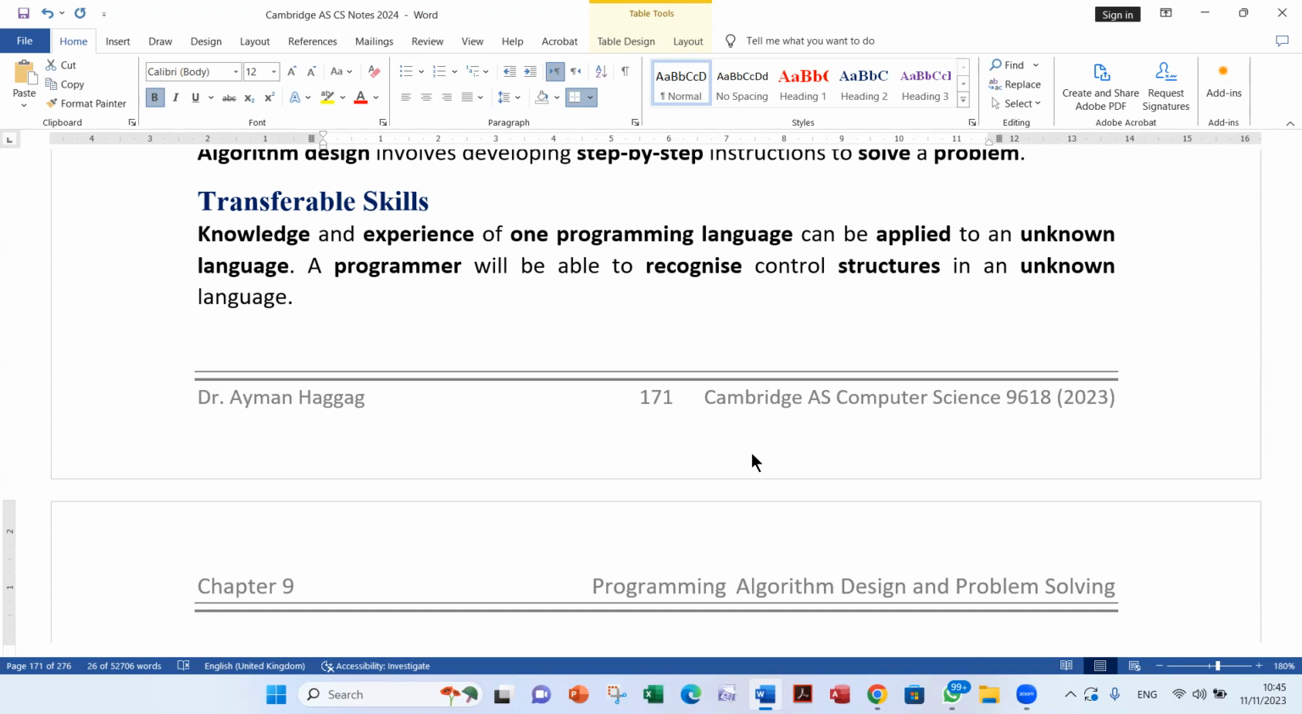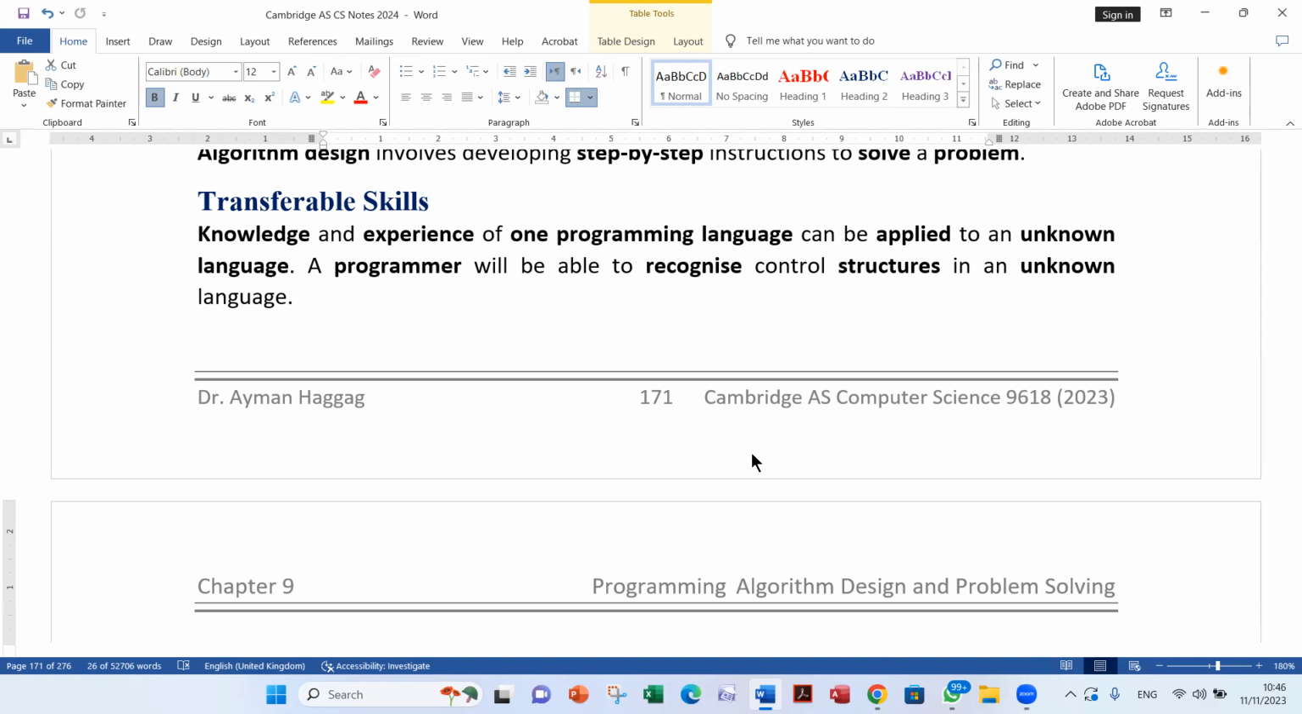This is what is meant by transferable skills. You can transfer your skills from Python to Java or from Java to Visual Basic. Actually, I am giving you all the skills in pseudocode, because pseudocode is the base for everything. Pseudocode gives the basis for all programming languages. Pseudo means false or semi, so pseudocode is almost a code. So you can transfer your skills from any programming language to another.